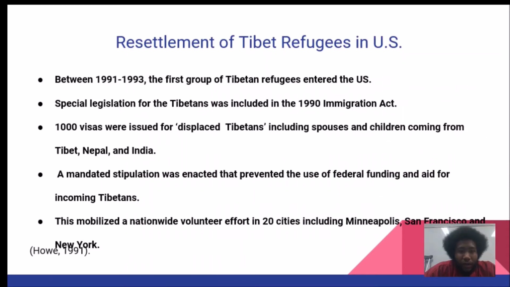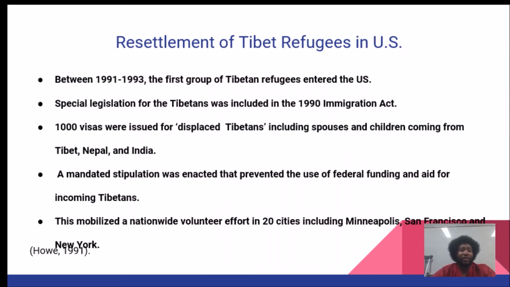The resettlement of Tibetan refugees in the United States was an event that took place from 1991 through 1993. This event would mark the first group of Tibetan refugees that entered the United States. 1,000 visas were issued for the displaced Tibetans. That included spouses and children coming from regions of Tibet, Nepal, and India.